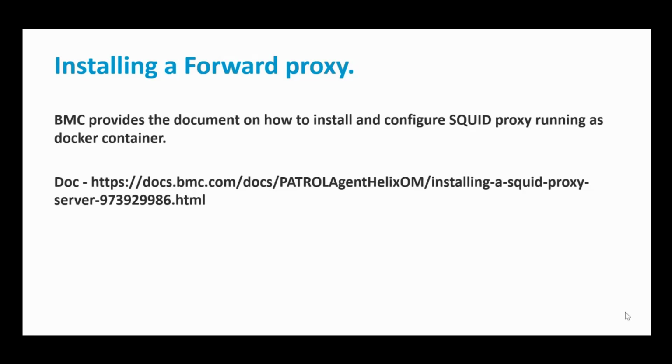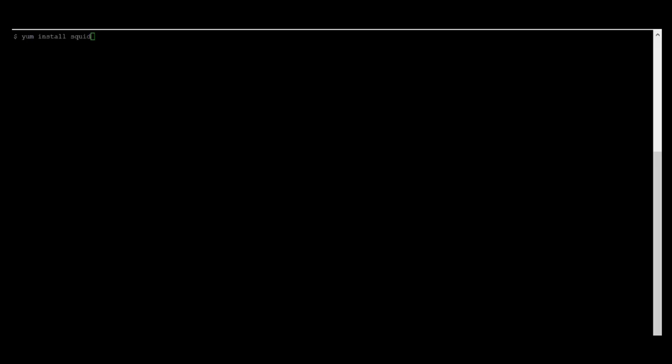Now we will quickly look into installing the forward proxy, in this case a Squid proxy on a Linux machine. Please note, you can configure a Patrol Agent for forward proxy support only on Windows and Linux operating systems. The agent also supports a proxy service running on a Docker container. As an example, documentation on how to install and configure Squid proxy as a Docker container is present in the BMC documentation space. The link is as we can see on the screen.